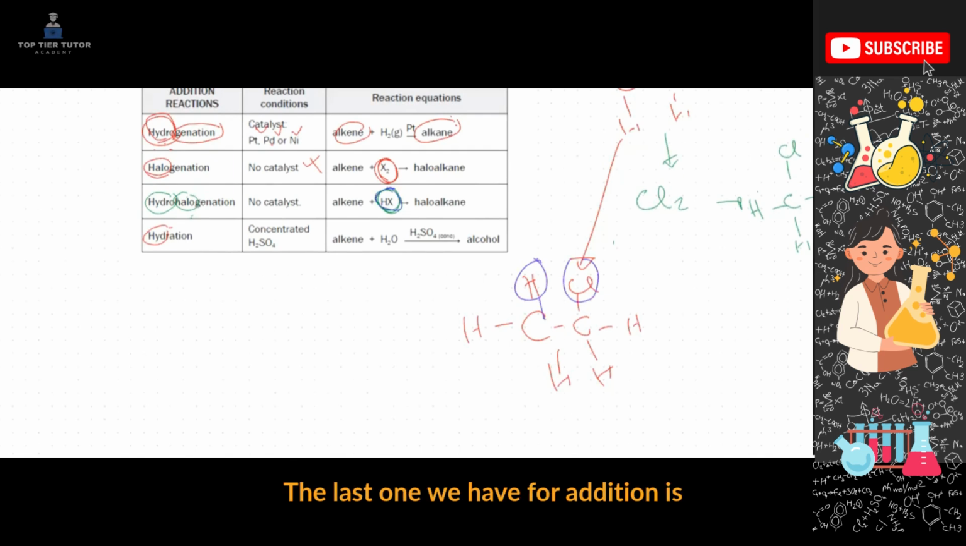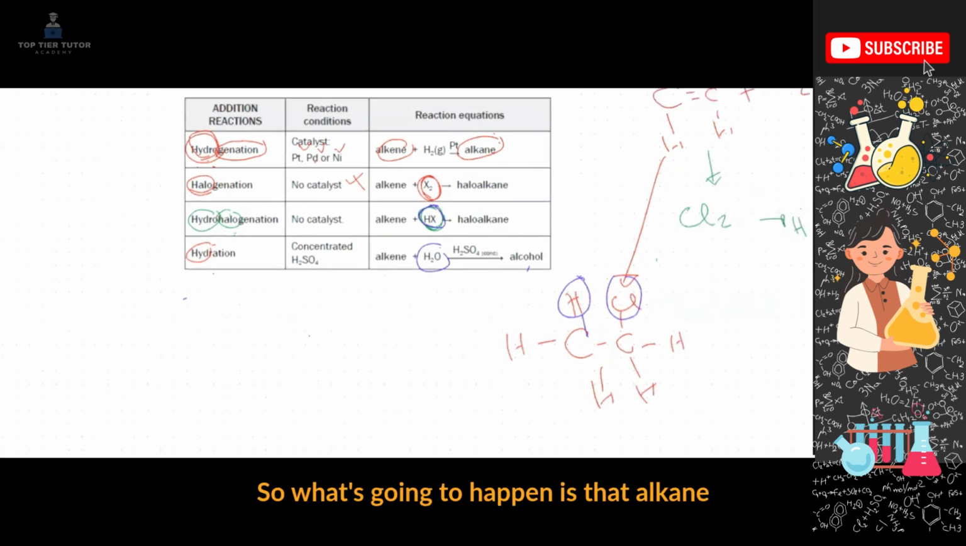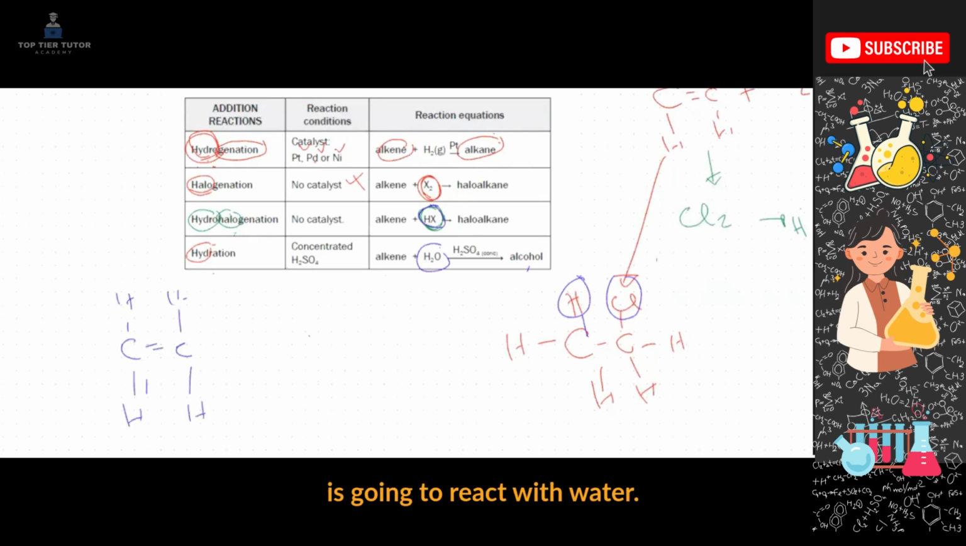The last one we have for addition is hydration. So hydration, we are adding water to our alkene to turn it into an alcohol, and it must be in the presence of a catalyst, and the catalyst here is sulfuric acid, and it needs to be concentrated. So what's going to happen is that alkene of ours is going to react with water.